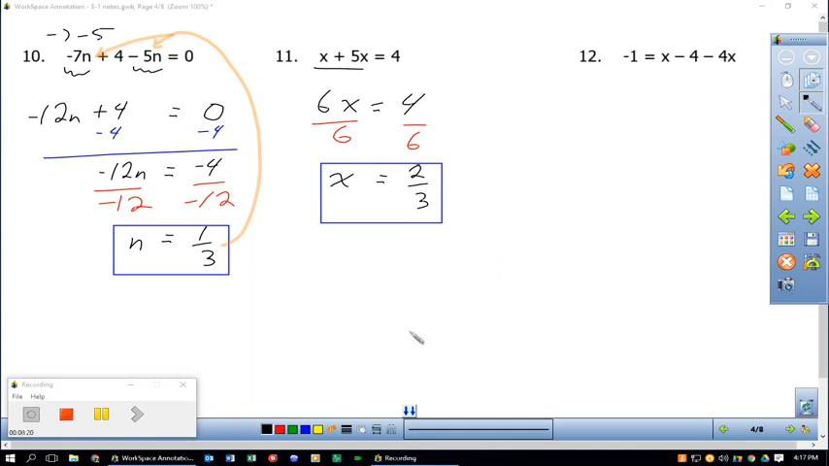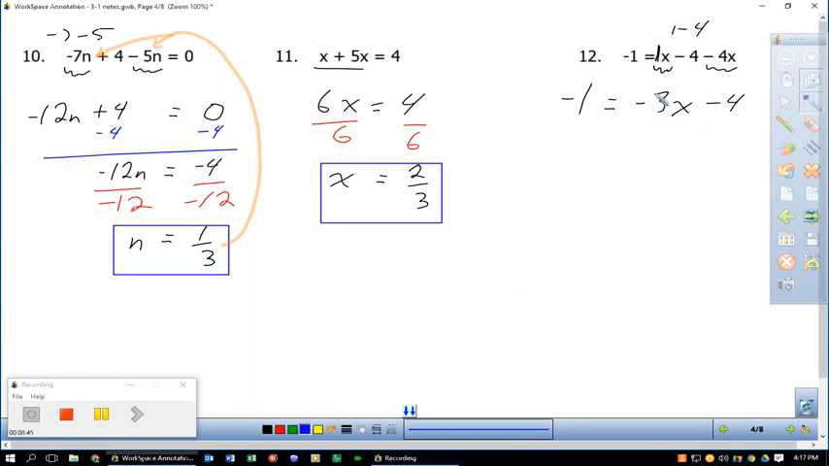Number 12. Combining like terms, we have the x on the one side over here, and minus 4x. So that's 1 minus 4. That would be negative 3. So negative 3x minus 4, bringing that down, equals negative 1.